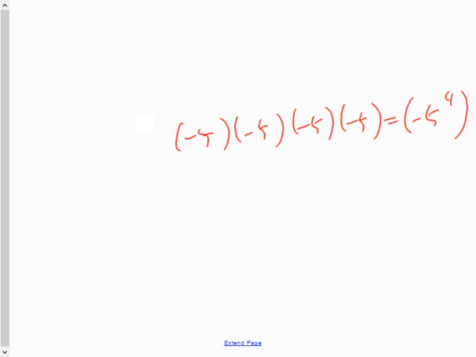Question 10 says negative 5 times negative 5 times negative 5 times negative 5 is equal to negative 5 to the exponent of 4. The answer is false. And what it should be equal to is (-5) in brackets to the exponent of 4, not -5 to the exponent of 4 in brackets altogether. Because this is your base. That's what's used in repeated multiplication, not the entire power.